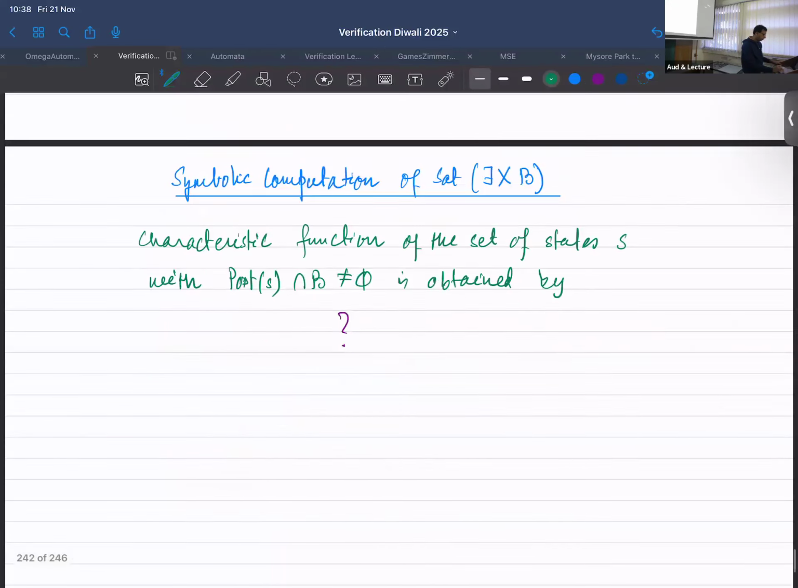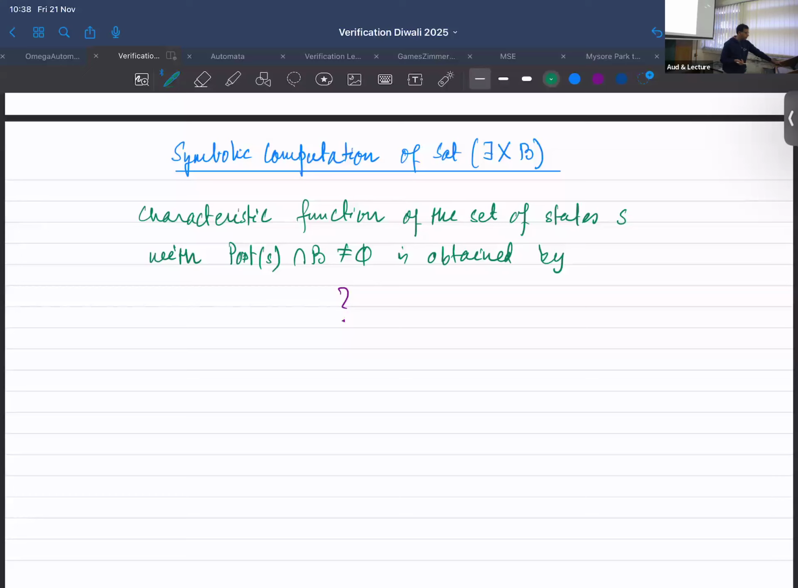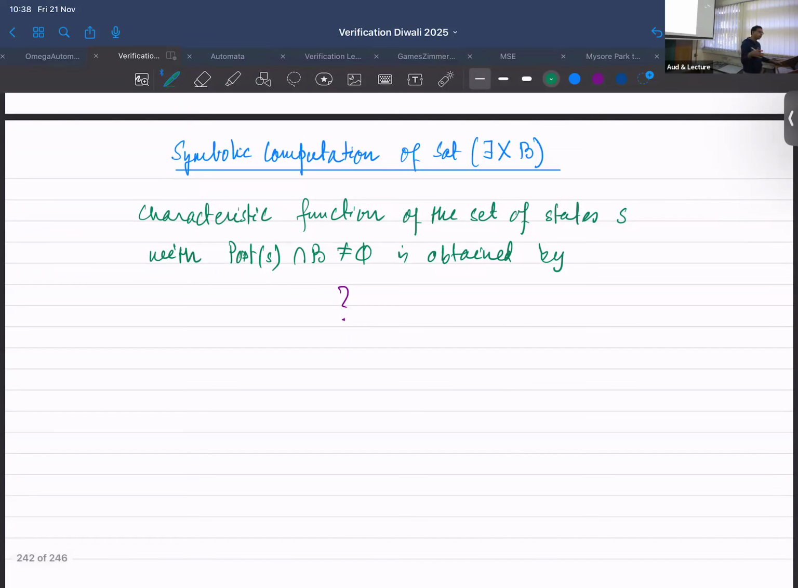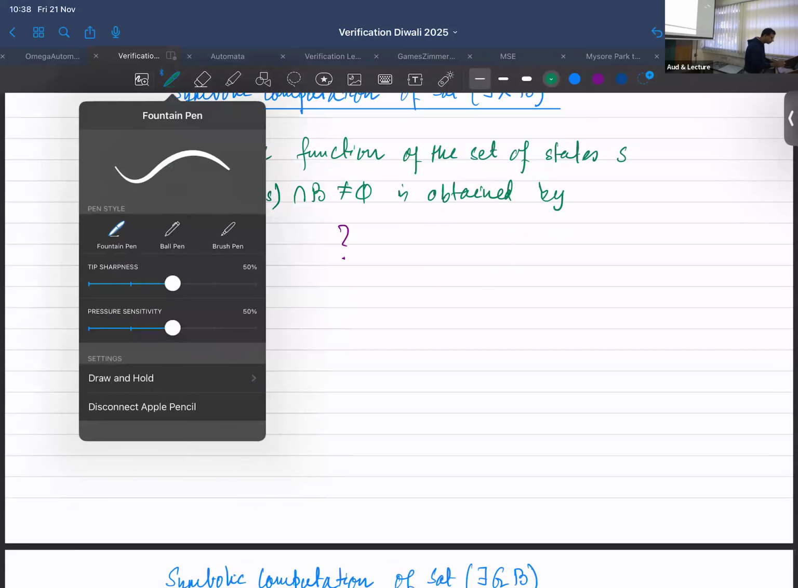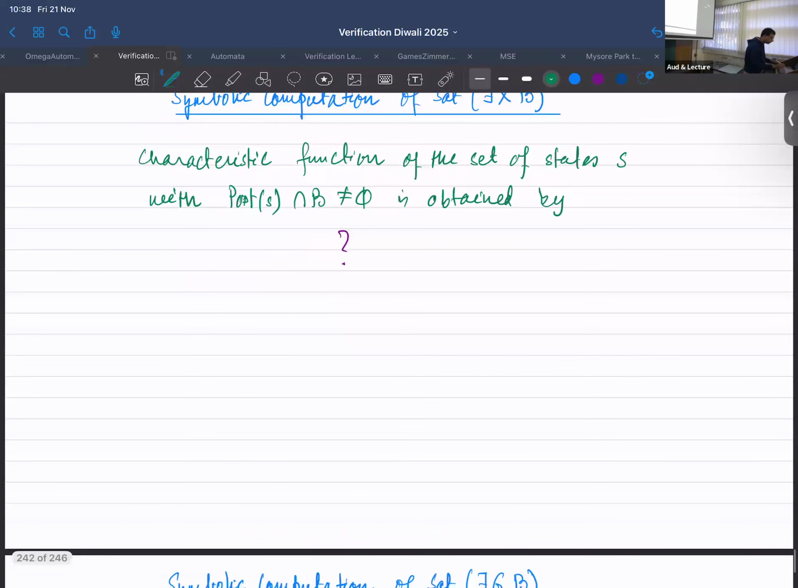Okay. So what about this? If I just say exists X B, here we don't need a fixed point. We just talk about the next state, right? It's a simpler case. So the function will look like this: there exists some X bar prime such that delta of X bar prime and chi B of X bar prime. Clear? Yes, fine.